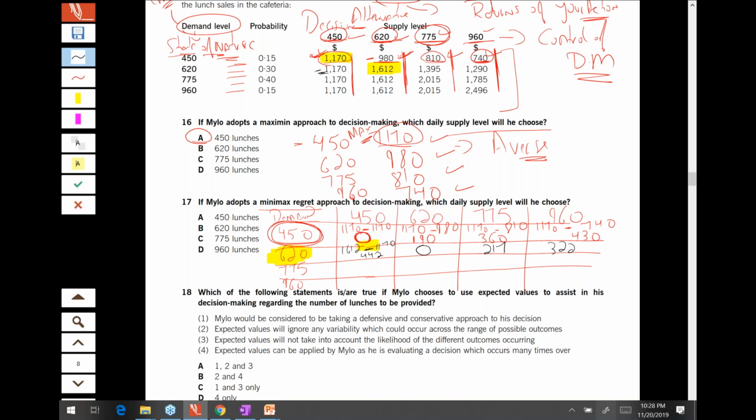If you just assume that the demand is 775, where is the highest? Here. So start deducting one by one from this highest. So the regret in the first case would be 2015 minus 1170, and the regret is 1326. Second, it's 884. Third, it's 0. Fourth, it's 230. And for the last one, the highest is this amount. So the regret is 8.